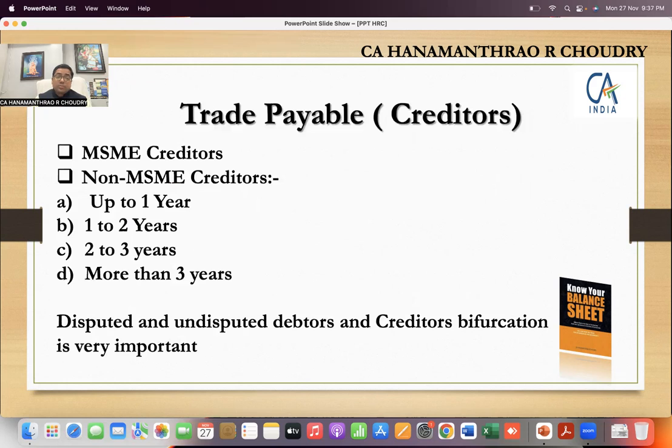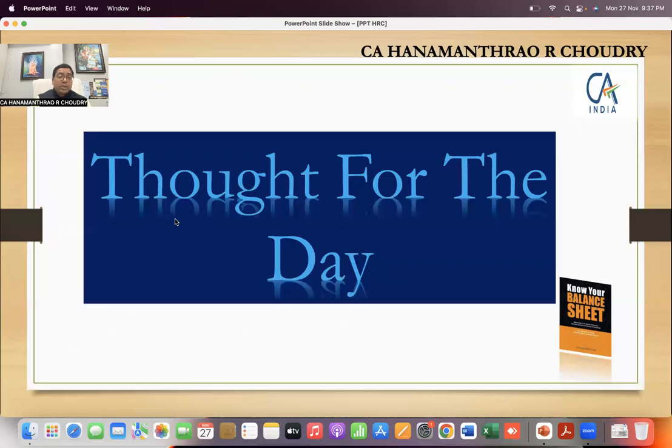Trade payable creditors. In case of creditors, as we already discussed, MSME creditors and non-MSME creditors, you have to make the bifurcations up to 1 year, 1 to 2 years, 2 to 3 years, and more than 3 years. Not only this, it is also very important to make the bifurcation of disputed and undisputed debtors and creditors. This is very important, dear friends. You have to make the accounting very properly.